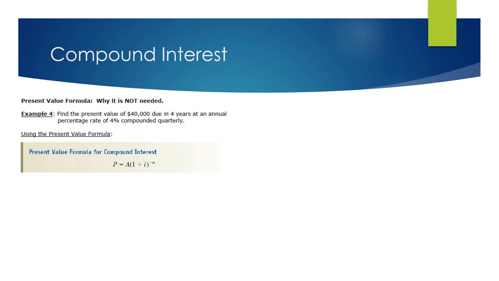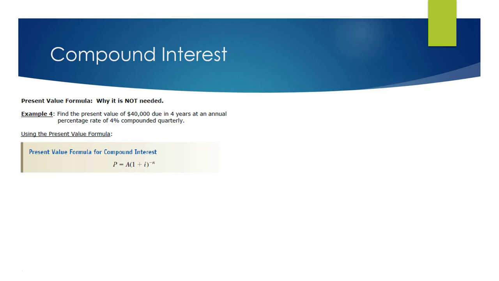So in example 4 here, they want you to find the present value of $40,000 due in 4 years at an annual percentage rate of 4% compounded quarterly. So basically what you're trying to do is figure out how much money you'd have to invest now so that in 4 years, at a percentage rate of 4% compounded quarterly, you'll have a total of $40,000.